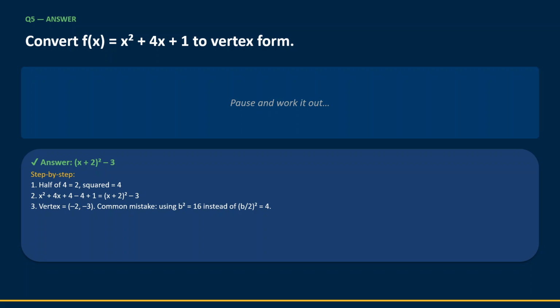Remember, the vertex is at (negative 2, negative 3). The h value is negative 2 because vertex form has x minus h, and we see x plus 2, which means x minus negative 2.